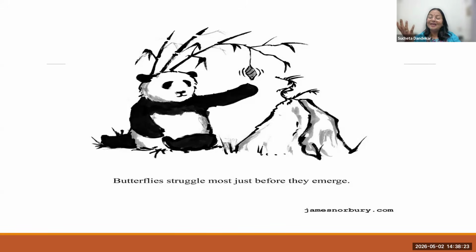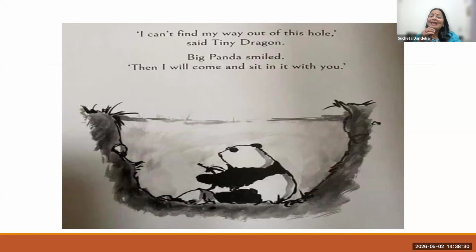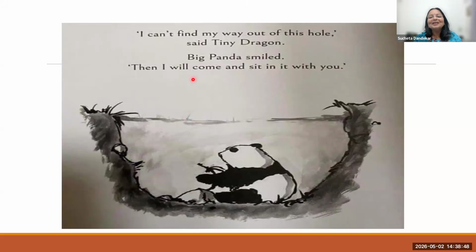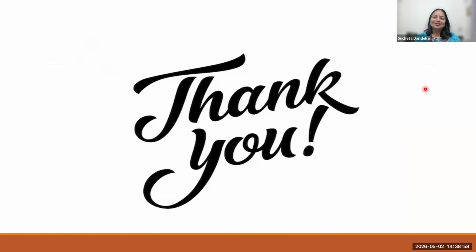So remember that when it comes to conflict management, we are going to be struggling, yes, but we need to have win-win situations. And if we're not able to manage, could we become like Big Panda? When Tiny Dragon says to him, I can't find my way out of this hole, said Tiny Dragon. And Big Panda said, then I will come and sit in it with you. So, can we accommodate, compromise, and see to it that the environment around us is a happy situation?